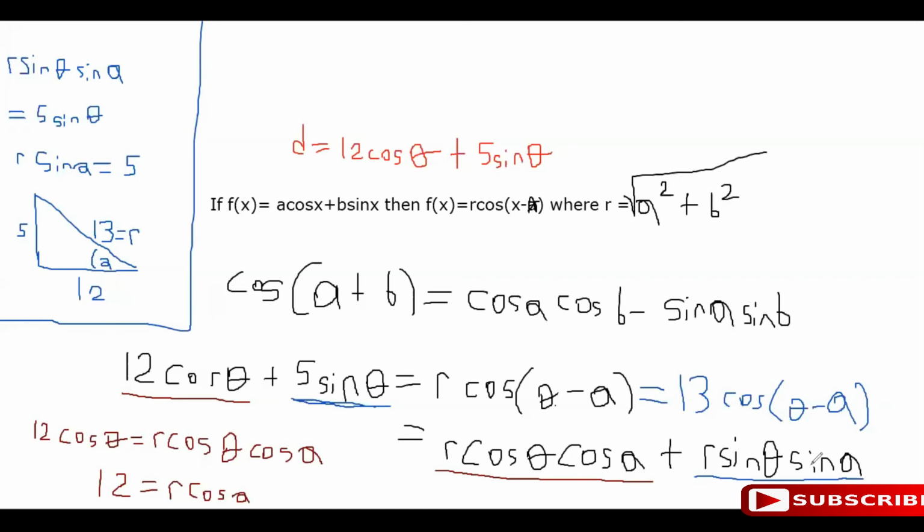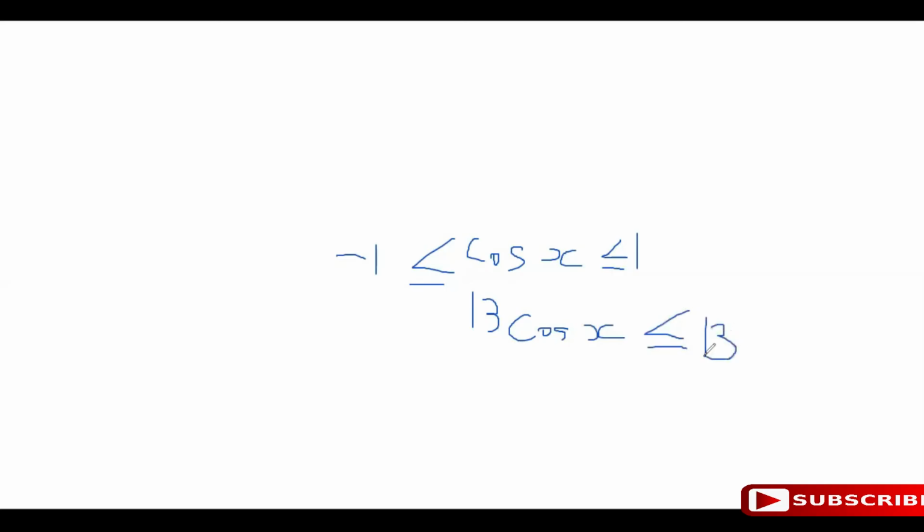So how do we know that the maximum is 13? Because we just discussed that the cosine of x is between 1 and negative 1. And so 13 times the cosine of x is going to be between 13 and negative 13.